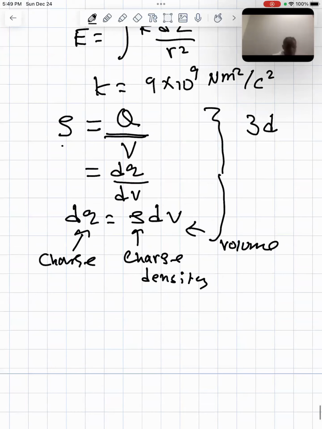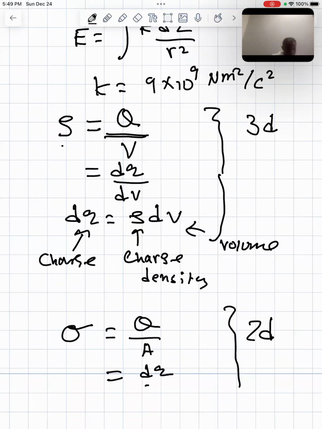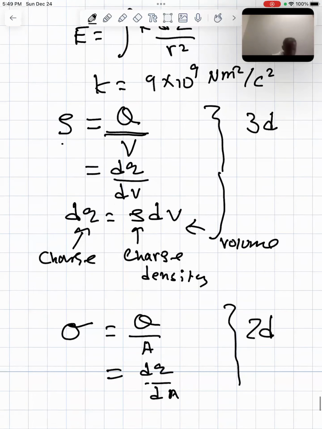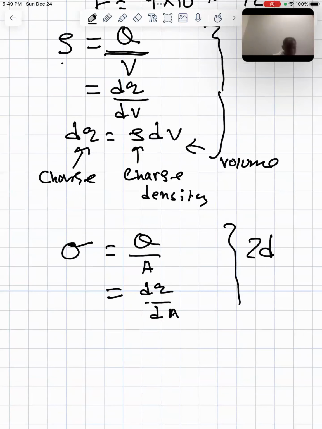If you have a two-dimensional system, my density, let me use sigma, is the total charge divided by the total area, or dq by dA. If you take the total charge, you have to take the total area. If you take a small charge, you have to take a small area. That means dq is nothing else than sigma times dA.